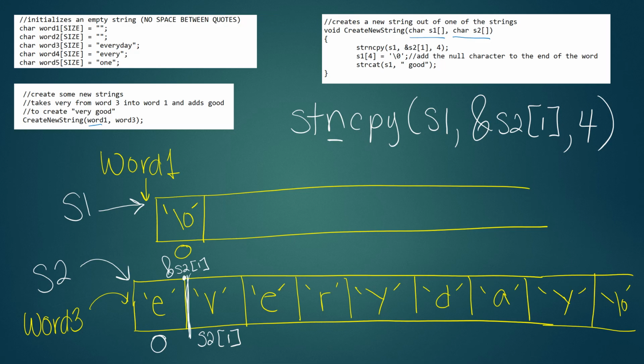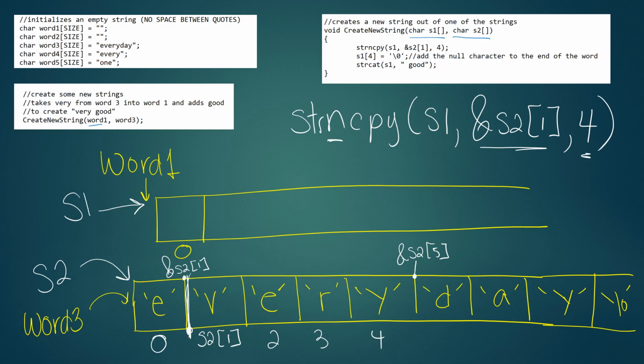So right here, this is 2, 3, 4. Right here, this would be address of S2 at index 5. It could also be address of word 3 at index 5 if you're in the main function. All right, so what are we going to do? We're going to copy starting at address of S2 at index 1, means we start right here. We're going to start at the beginning of this array, and we're going to copy 4 characters because it's strncpy.